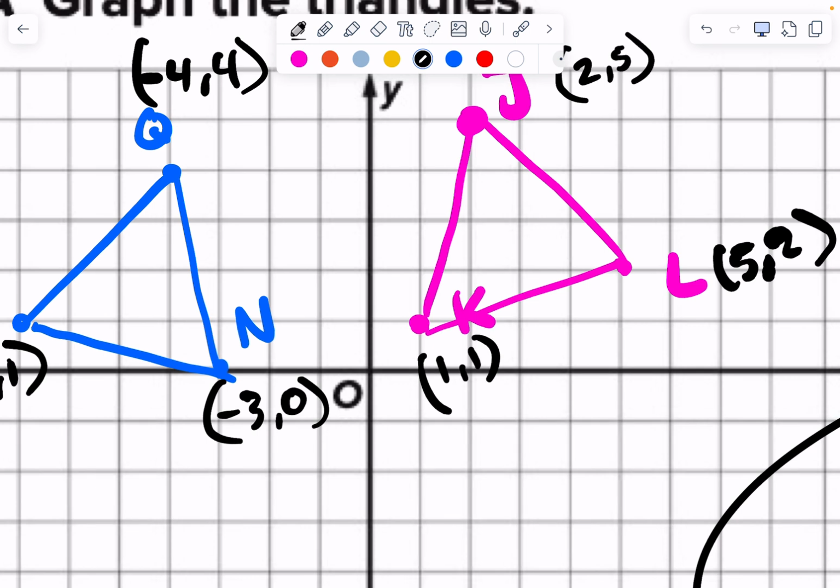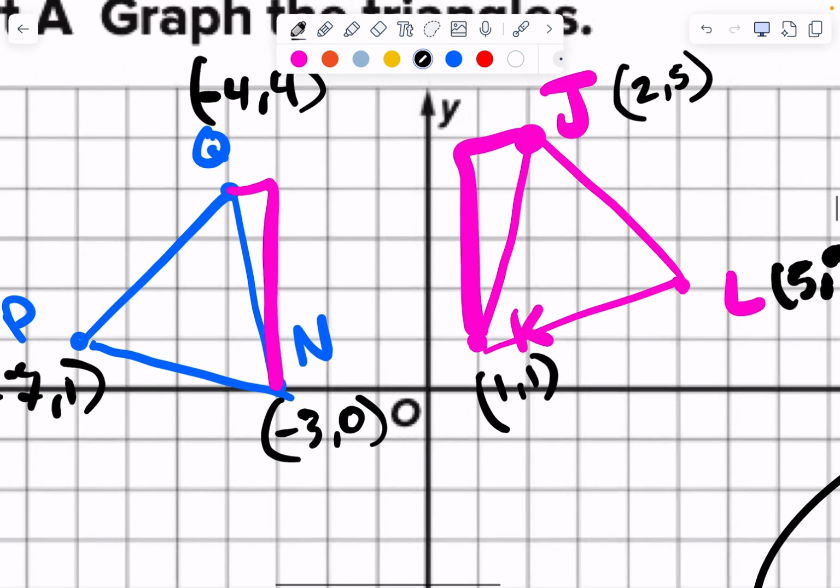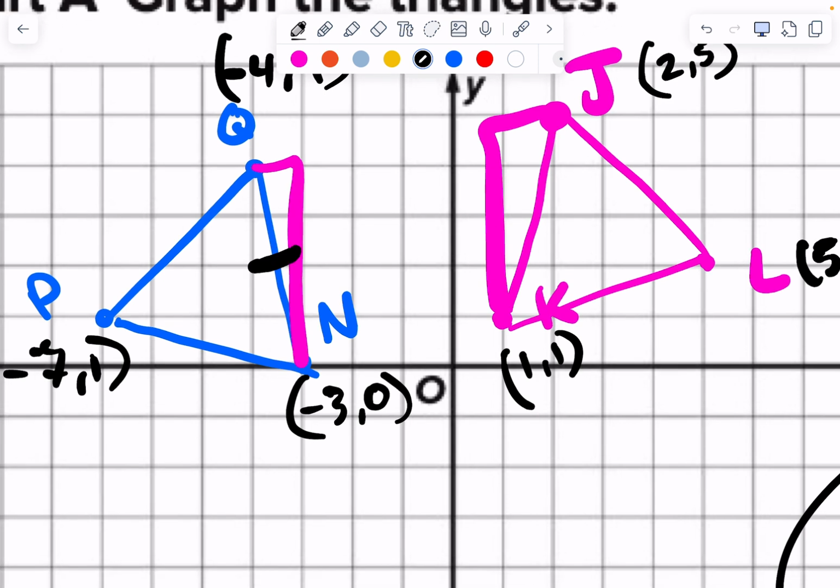So this side, if I'm going to talk about QN, he goes over 1, down 4. Do we have another one that goes over 4 and up 1, or over 1 and 4, right? JK is a 1 and 4. Got it. Those match. Also LK, okay? So we're matching 1 for 1. So we know that this matches that guy, or we could do that guy matches that guy. Doesn't matter.